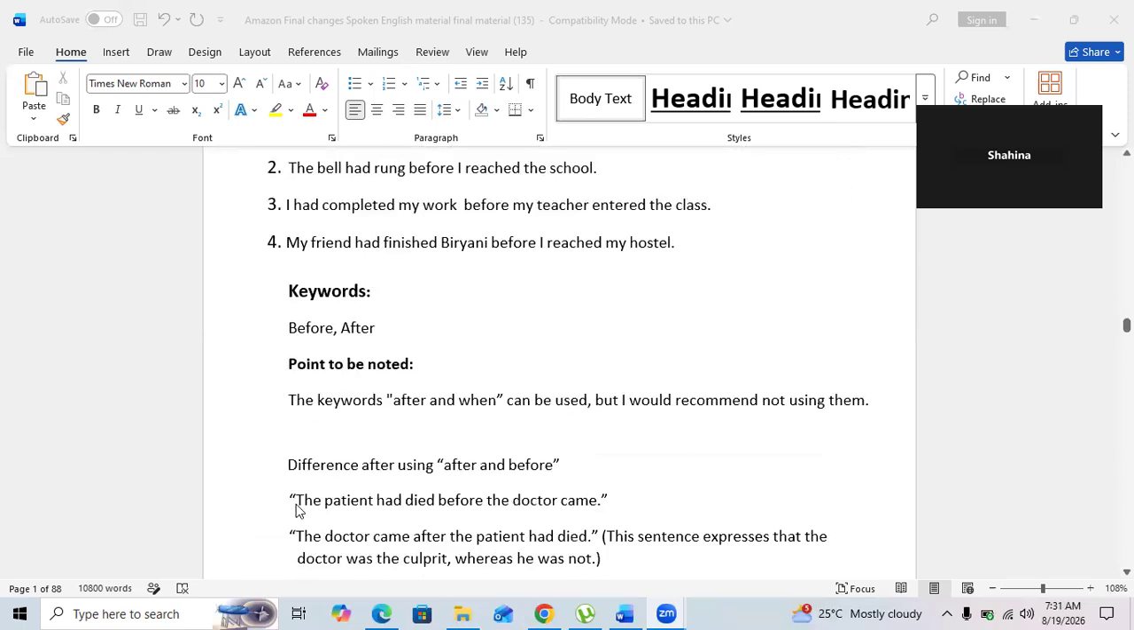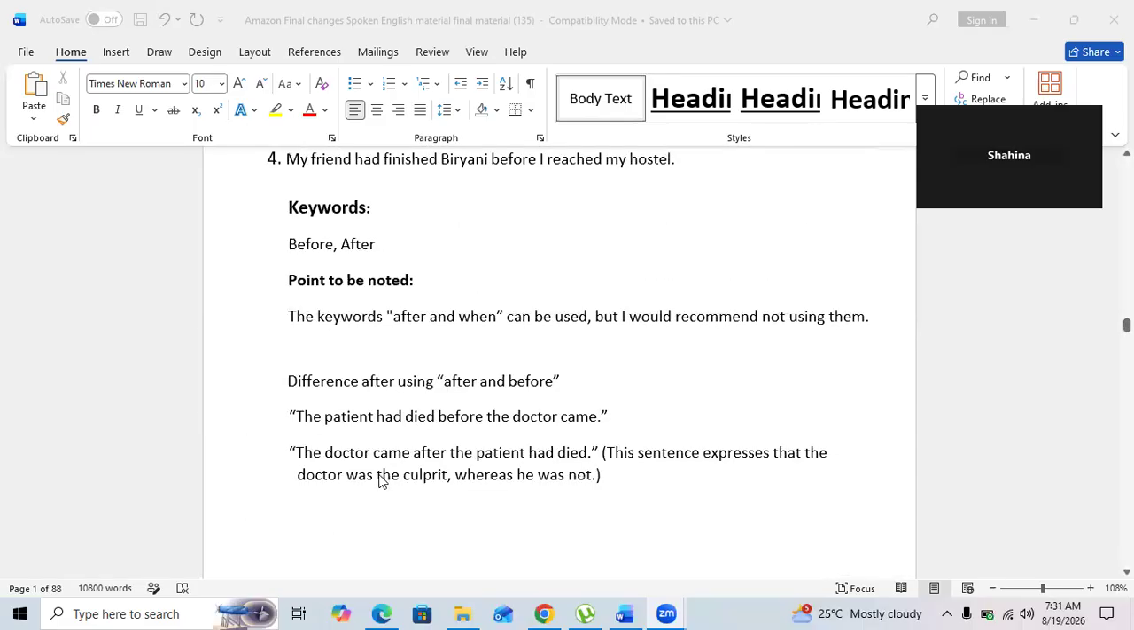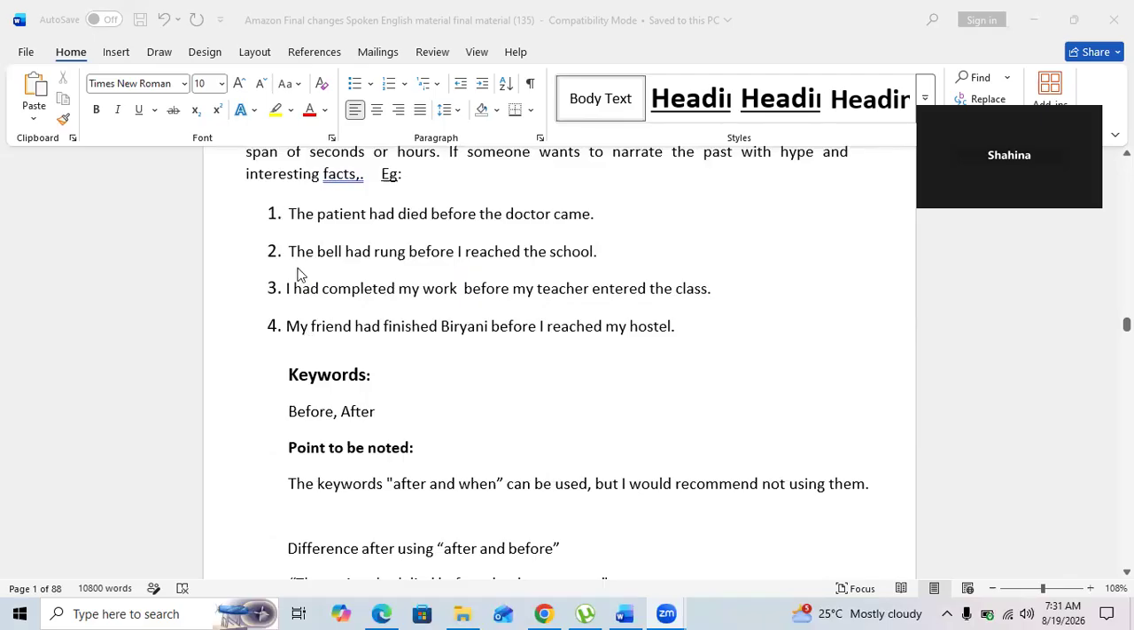Syntax is so simple. Probably I might have written it here. Yeah: subject plus had plus V3 plus object. Always remember, whether it is I, we, you, he, she, a name, anything, always you have to use had, as you can see here: my friend had, I had, the bell had, the patient had.